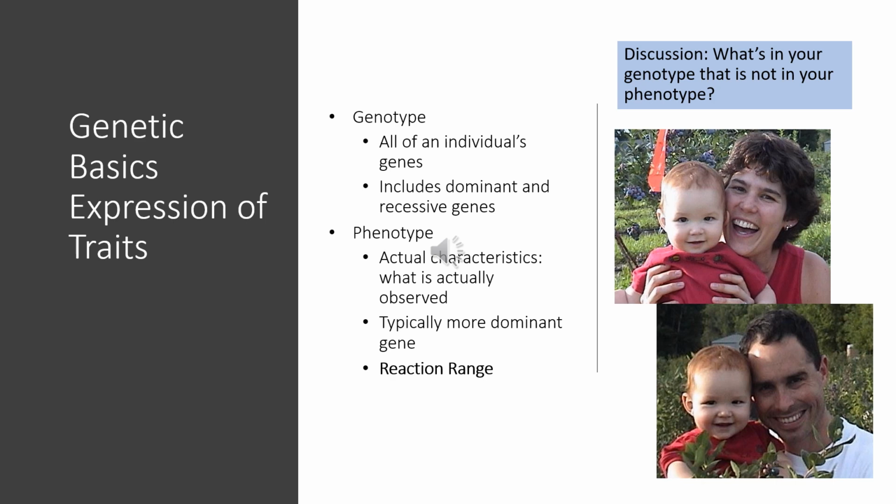So I bet you've learned about this before, genotype, phenotype, right? Genotype is everything that's in your genes, even that is not expressed. And phenotype is what is actually expressed or observed. And this can be traits like hair color or eye color.